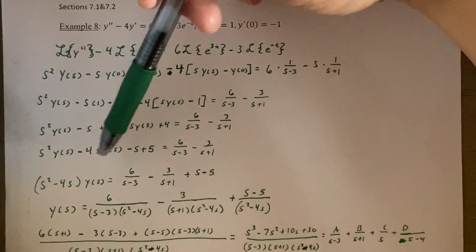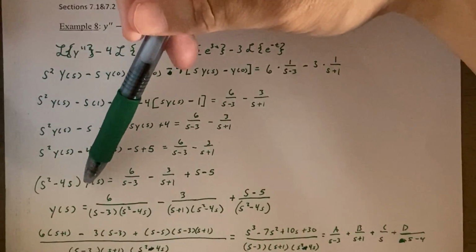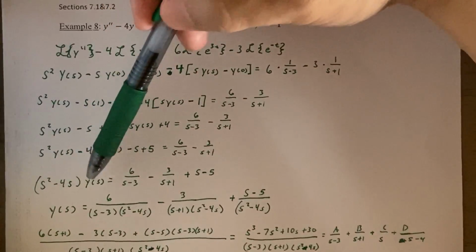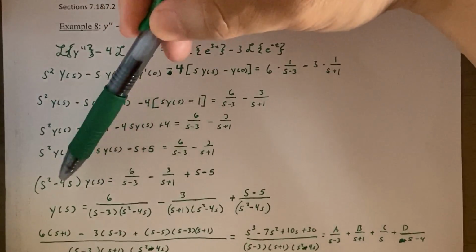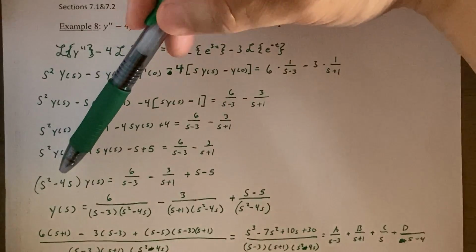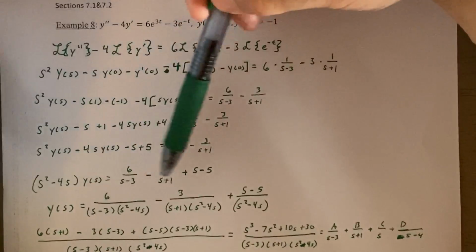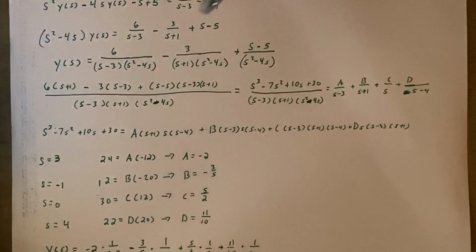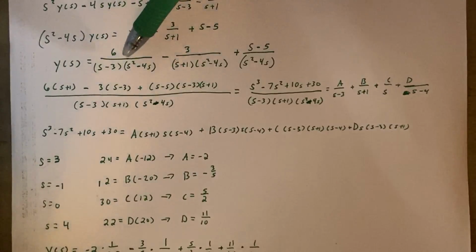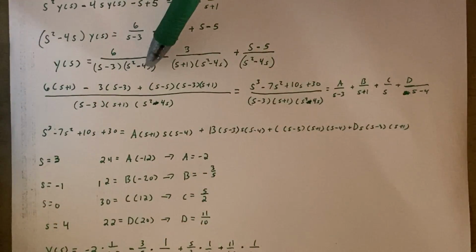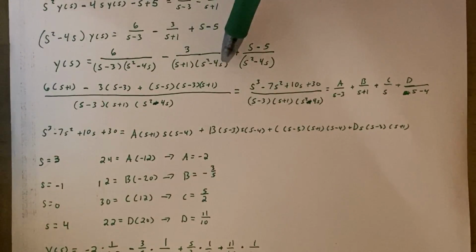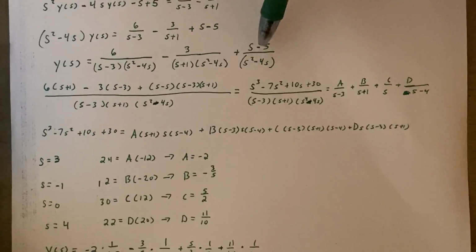And then on the left-hand side, I'm going to pull out my cap Y of s. So I'll pull the cap Y of s out, and I'm left with s squared minus 4s. So to get cap Y of s by itself, I've got to divide both sides by s squared minus 4s. And so we go ahead and do that. And so we get cap Y of s is equal to 6 over s minus 3, s squared minus 4s, minus 3 divided by s plus 1, s squared minus 4s, plus s minus 5 over s squared minus 4s.